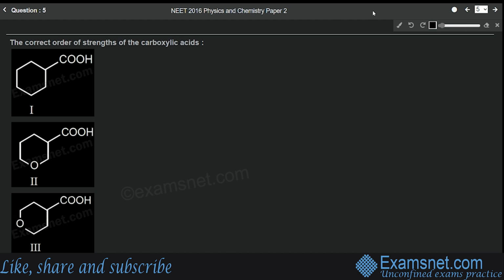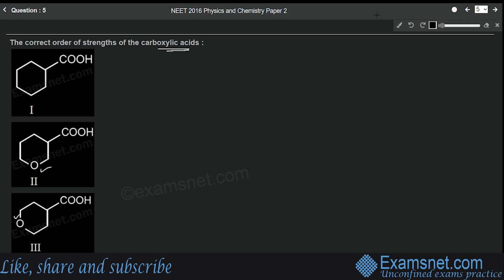Question number 5 is from the chapter Aldehydes, Ketones and Carboxylic Acids, and the question is the correct order of strengths of carboxylic acids. So we have to find the correct order of their strength. Now let's see, we can see that in the first one there is no extra group in the ring, whereas in second and third there is an extra group, that is oxygen, present within the ring.